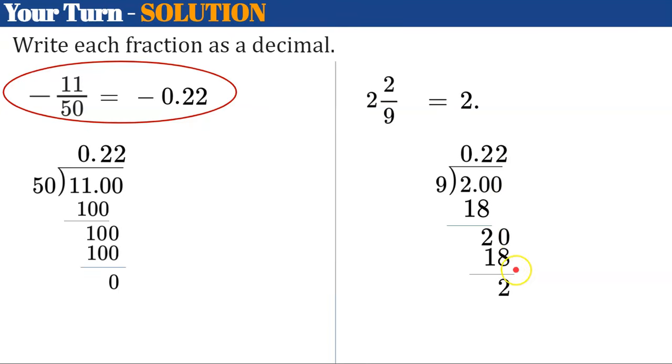And you can see what's going on here. If I brought down another 0, it's going to go in twice. So it's going to keep being 2. I'm always going to have a remainder of 2, and it will not terminate. It will not end. So I know that I can come up to my answer and put 2 with our vinculum, or our repeating bar sign. And there I have it. 2 and 2/9 is equivalent to 2.2 repeating.